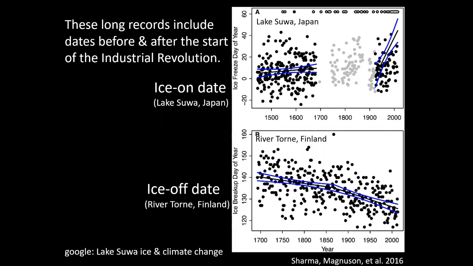And you see on the left-hand side, there's high variability, just like for Mendota. There's also a slight increase. See, the line is a little bit warm.